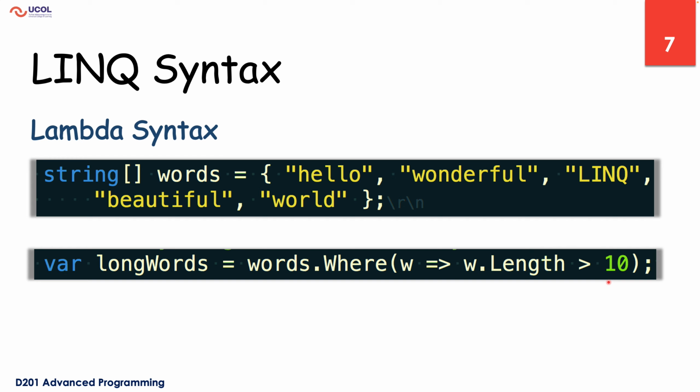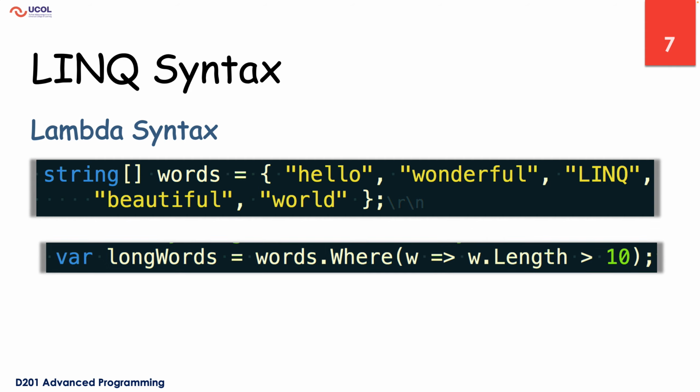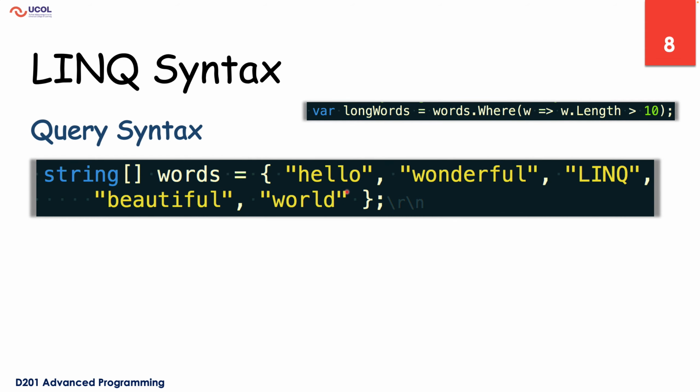So what does it mean? It will place hello, wonderful, link, beautiful and world in place of w and check their length. If the length is greater than 10, it will be returned to the long words. Otherwise, the words whose length is less than 10 will be filtered out. So this is our lambda expression.